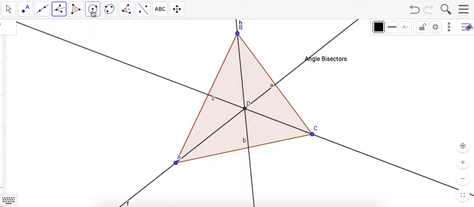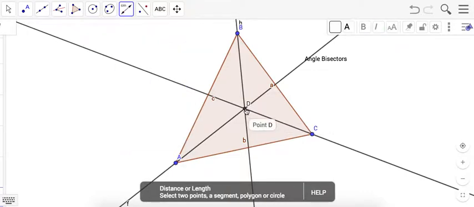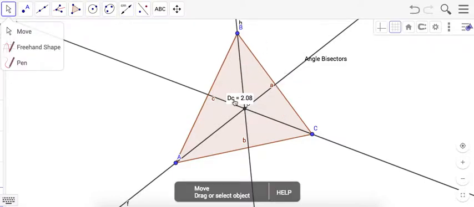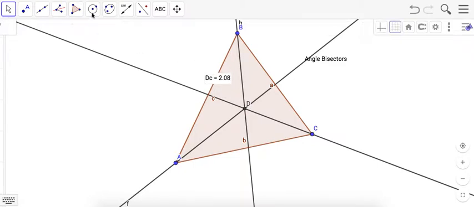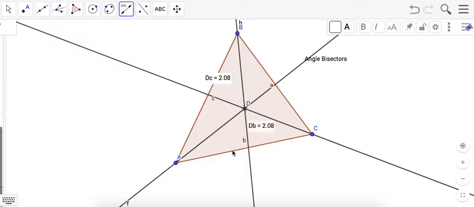And what's interesting about this incenter is if I find the distance between this point and each of these sides, so we go to that side, the distance from point D to side C is 2.08. If we go the distance from point D to side B, it's 2.08. And point D to side A, it's 2.08.